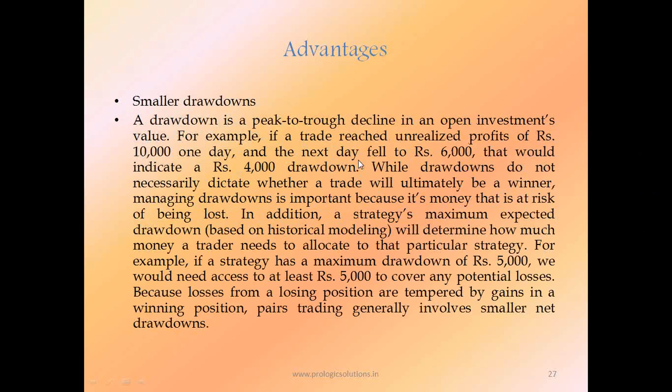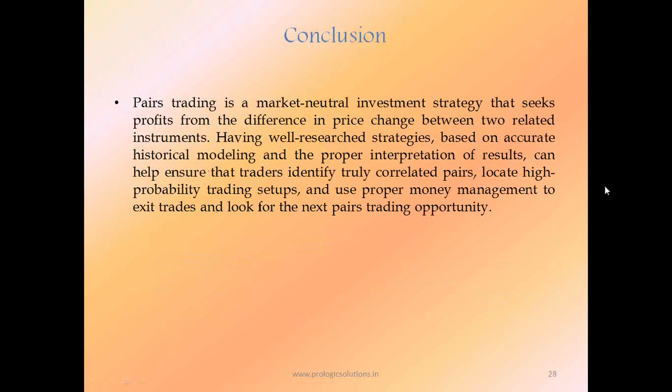Smaller drawdowns. Now let's say this I will show you in practical again. Drawdowns in the sense, like let's say a particular trade has initiated, and the next day we have around 10,000 rupees profit, and the second day it actually comes down, the profit reduces to around 5,000 rupees. That 5,000 rupees is the drawdown, what we call. I will show it to you in real time. So this is a market neutral strategy.